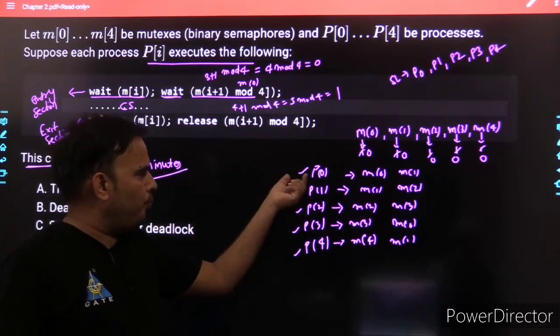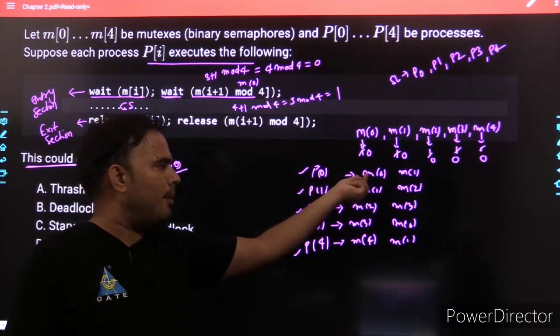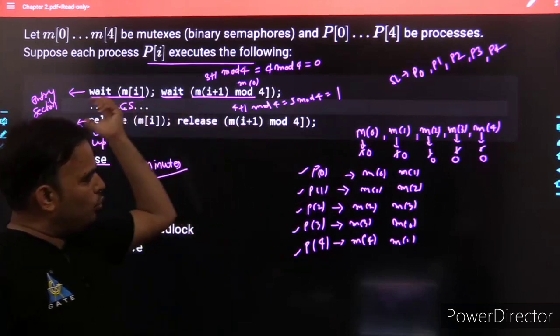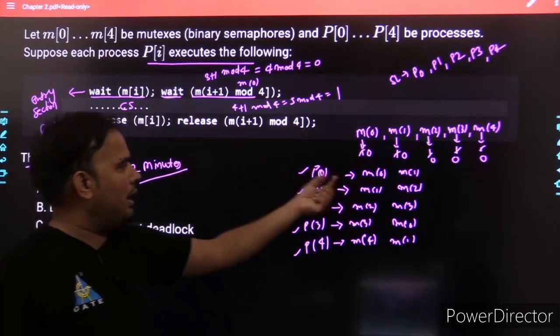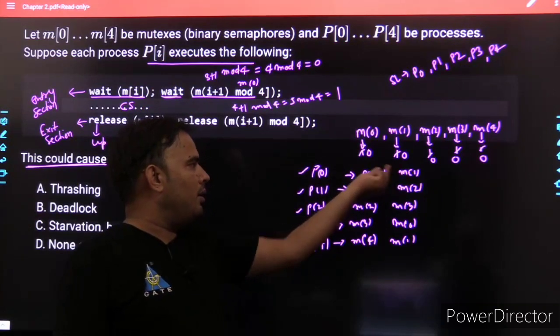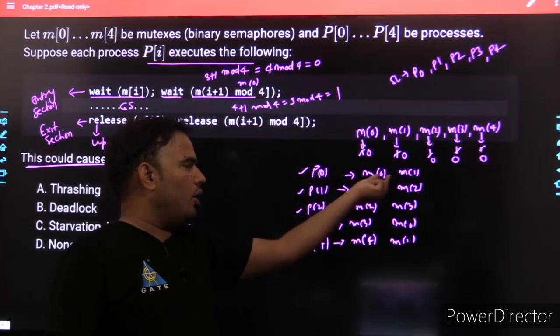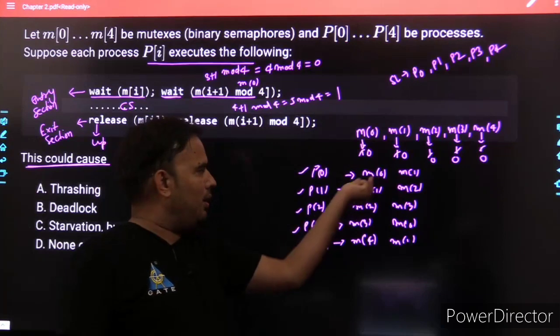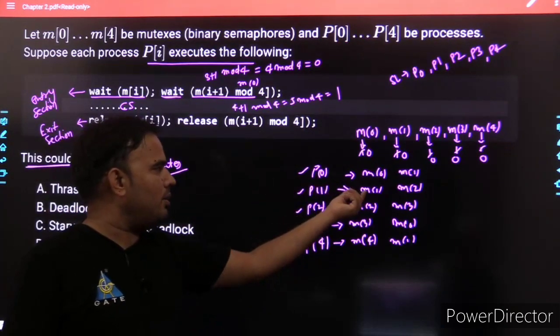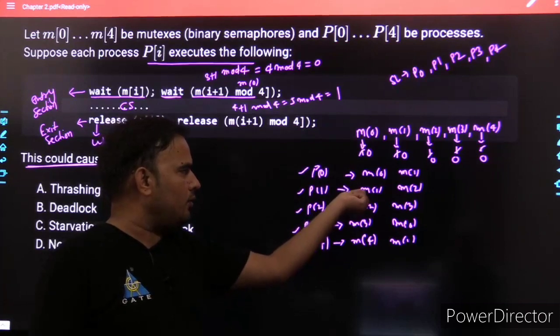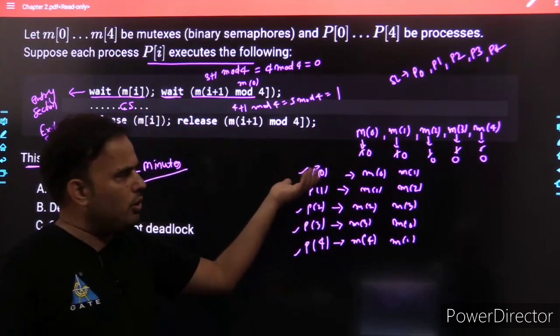Okay. So P1 already performs the down operation on M0, but to go into the critical section, these two lines of code need to execute. This is the entry section code. It needs to perform the down operation on M1, but this M1 is held by the P1 process. Until P1 performs the up operation on it, P0 will not be able to execute.